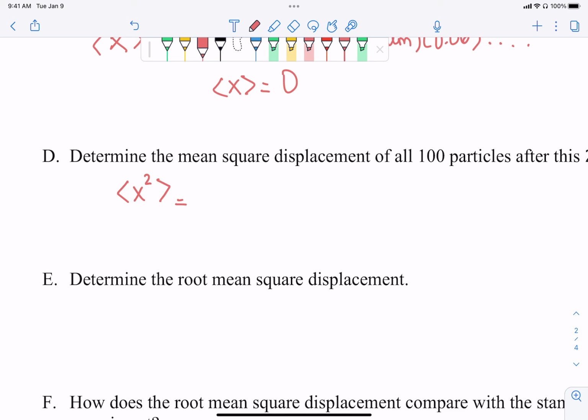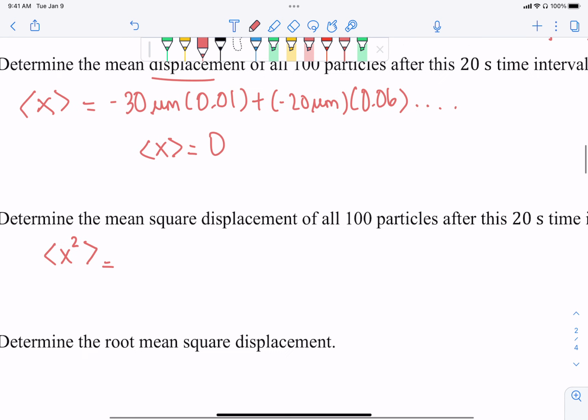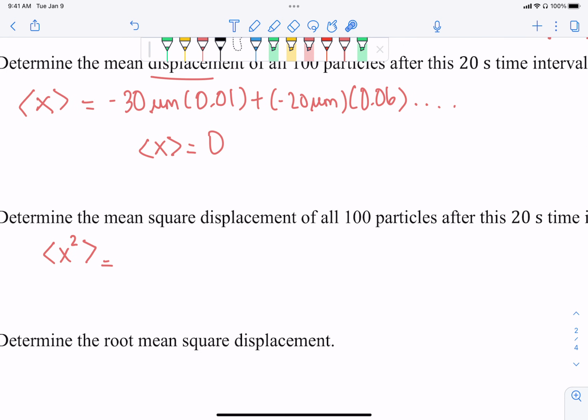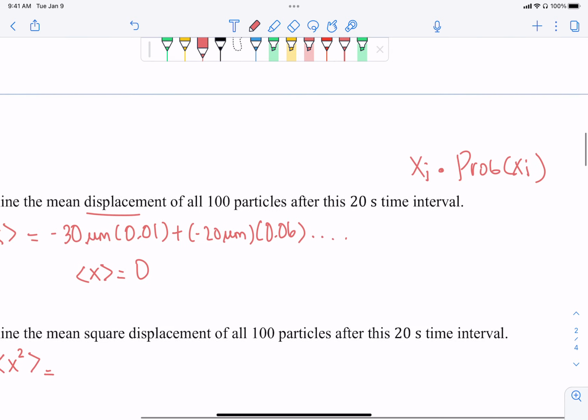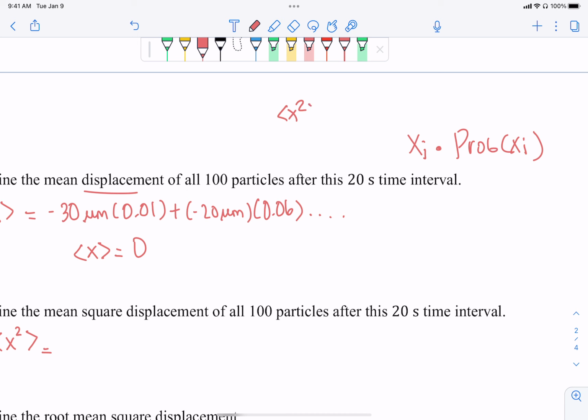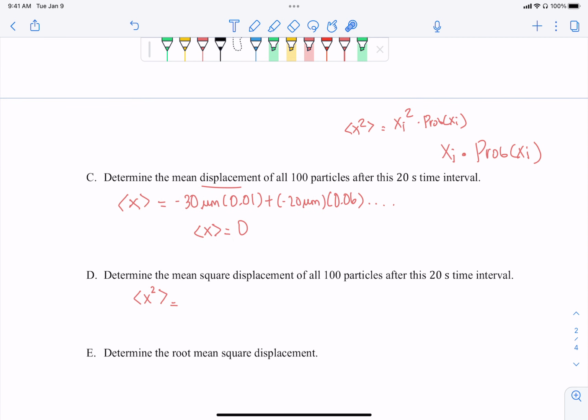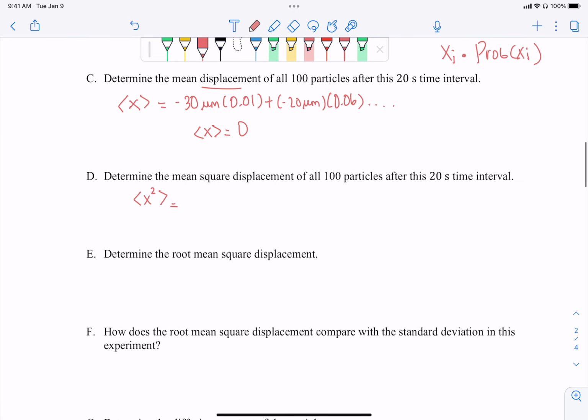And so that's just going to be the same. It's just now you're taking every one of those x values and squaring it, right? So remember when I said your mean squared, with the exponent on the inside, it's just going to be x squared times your probability, right? So it's going to be the same adding up procedure. It's just taking every one of these values for the displacements and squaring them.